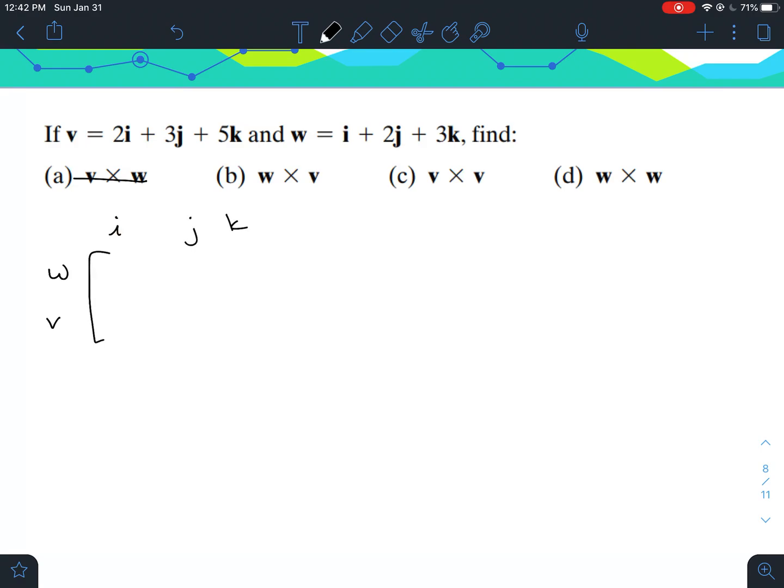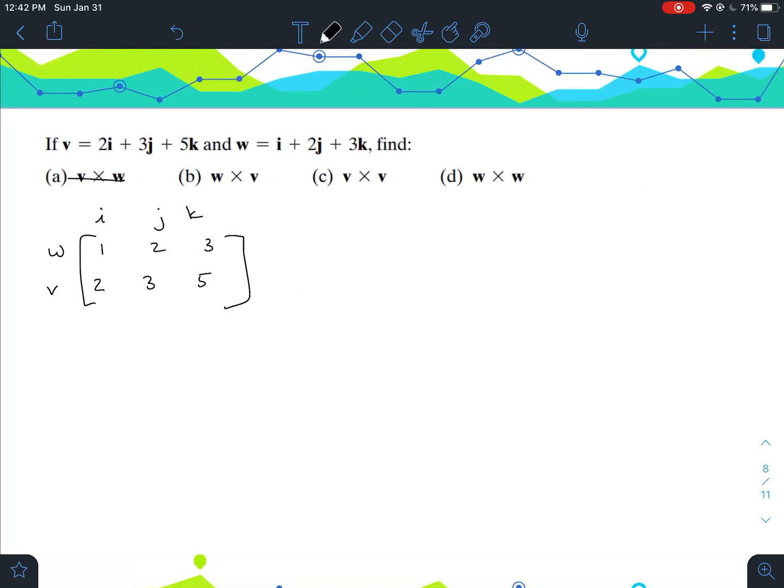So we have our i, j, and k. Let's make our matrix. Our w row was 1i, 2j, 3k. Our v row was 2i, 3j, 5k. If we wanted to find the cross product of w crossed with v, first we'll find our i component. So our matrix would be 2, 3, 3, 5. Then cross multiply and find the determinant. This would be 10 minus 9, which is 1. So our i component is positive 1i.